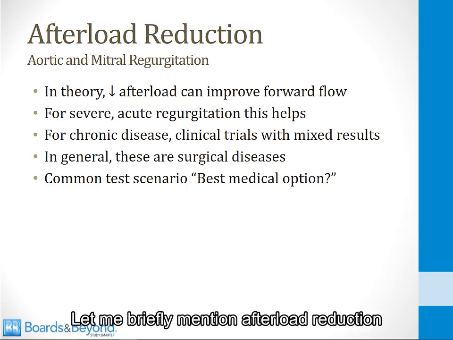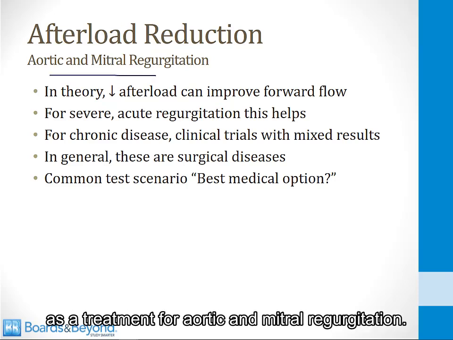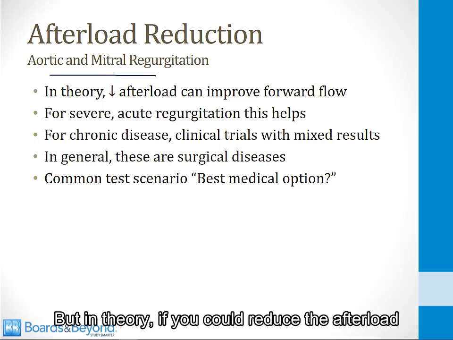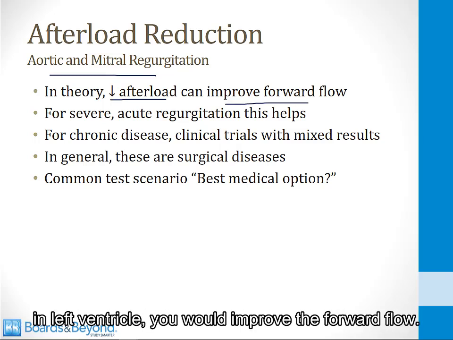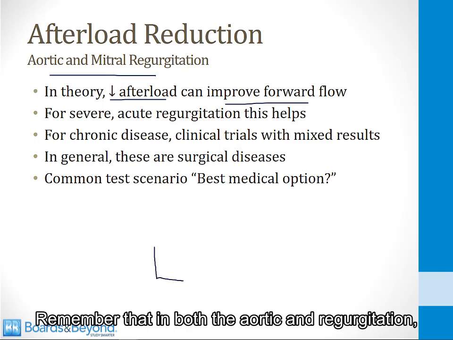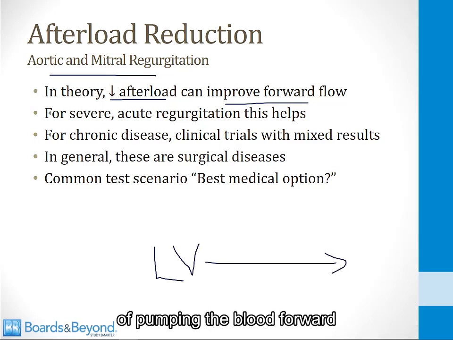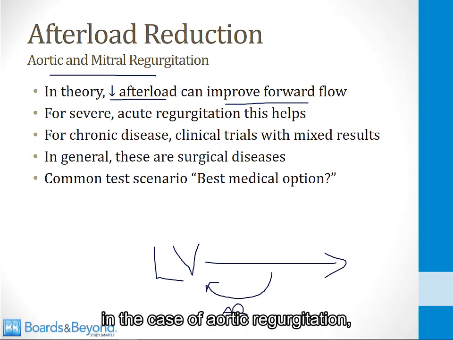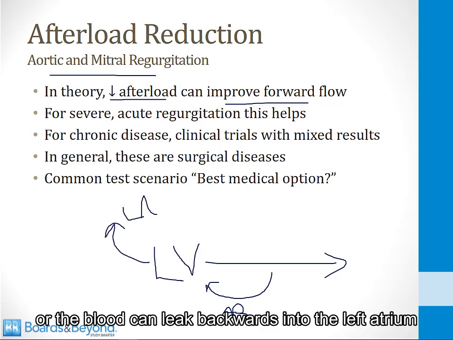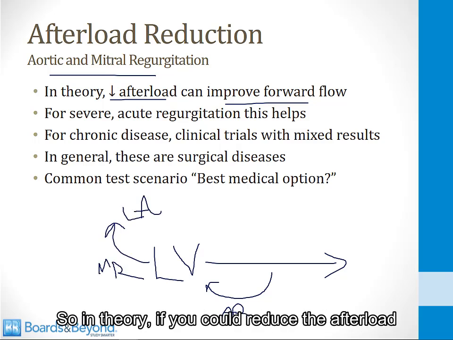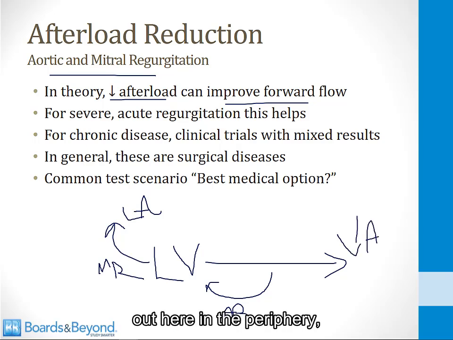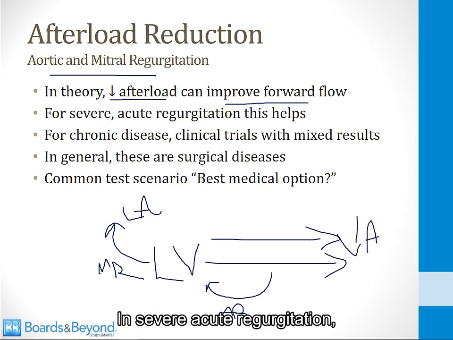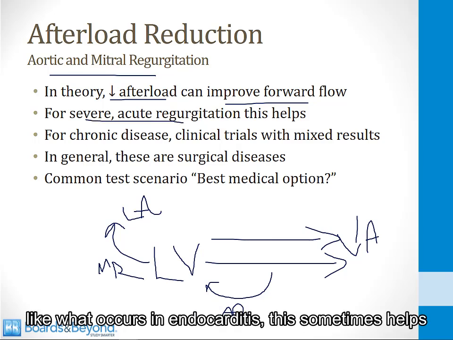Let me briefly mention afterload reduction as a treatment for aortic and mitral regurgitation. Now, like I told you before, valvular heart disease is basically a surgical problem. But in theory, if you could reduce the afterload in the left ventricle, you would improve the forward flow. Remember that in both aortic and mitral regurgitation, the left ventricle has the option of pumping the blood forward, or the blood can leak backwards into the left ventricle in the case of aortic regurgitation, or the blood can leak backwards into the left atrium in the case of mitral regurgitation. So in theory, if you could reduce the afterload out here in the periphery, you might generate more forward flow and less backward flow.